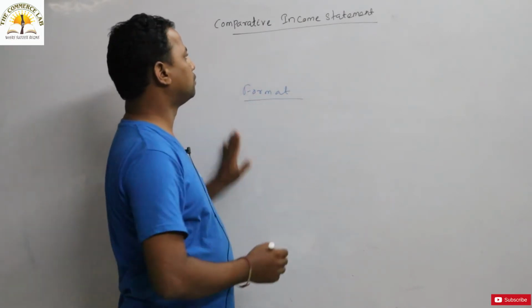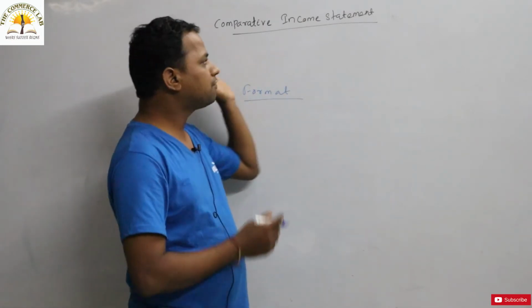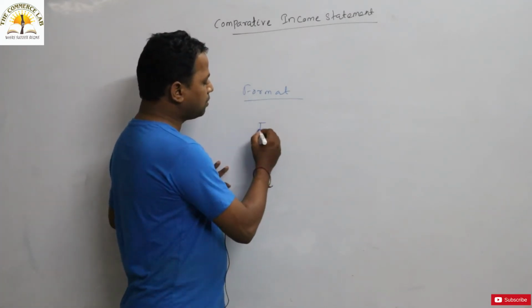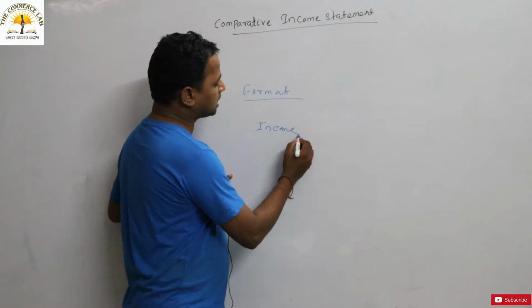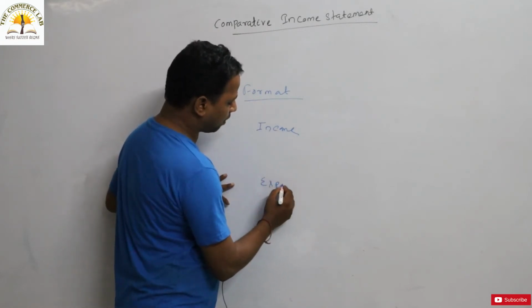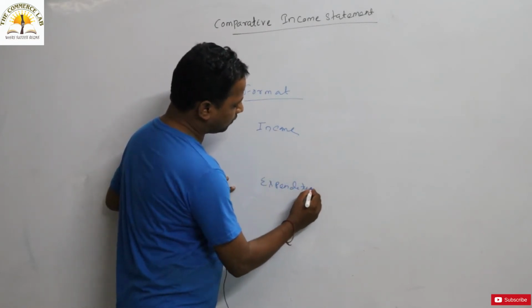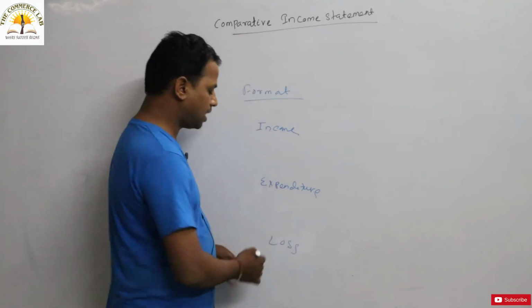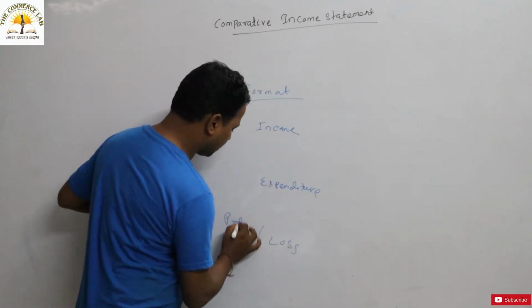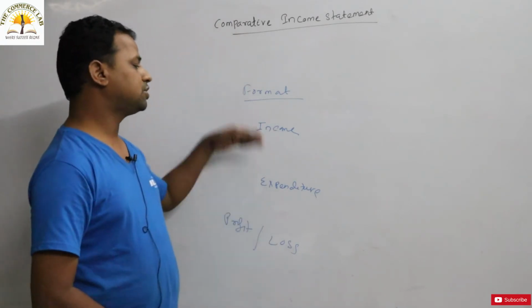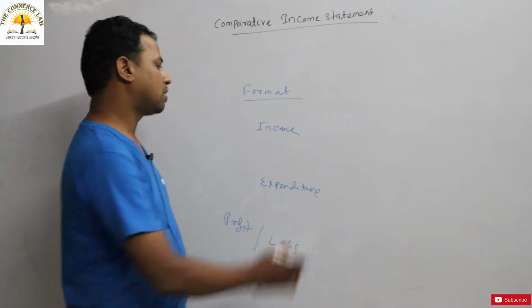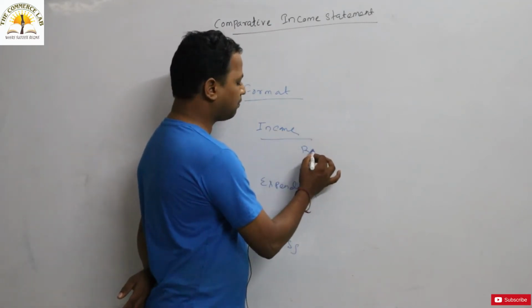Simply, I would like to tell you the format of this particular income statement. We know income minus expenditure is equal to profit or loss. If income is more than the expenditure, then you will get profit. If expenditure is more than your income, then you will get loss. Okay. So under income, what will come?